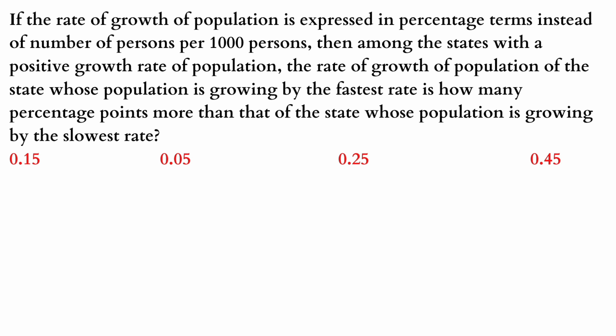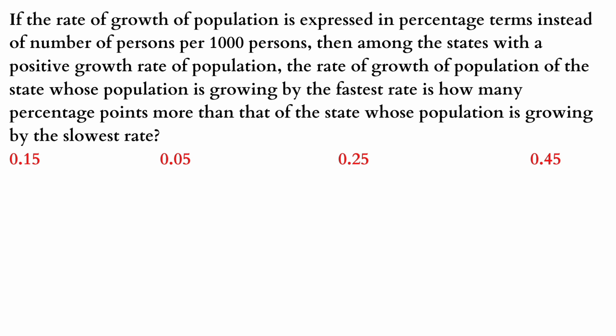If the rate of growth of population is expressed in percentage terms instead of number of persons per 1,000 persons, then among the states with a positive growth rate of population, the rate of growth of the state whose population is growing at the fastest rate is how many percentage points more than that of the state whose population is growing at the slowest rate. You can pause the video and solve the question. See what is given here.